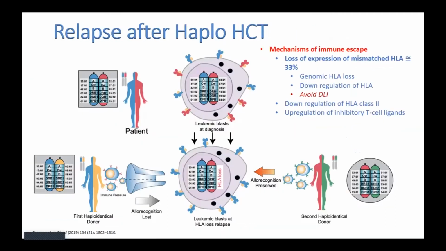Last but not the least, relapse after haploidentical transplant is also a major concern. One of the common mechanisms of relapse after haplotransplant is the loss of mismatched HLA, which can be seen in up to 33% of patients. This loss could be genomic HLA loss or downregulation of HLA. In this case, the DLI should be avoided.